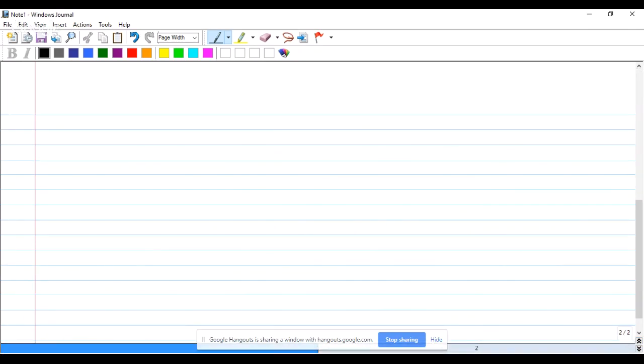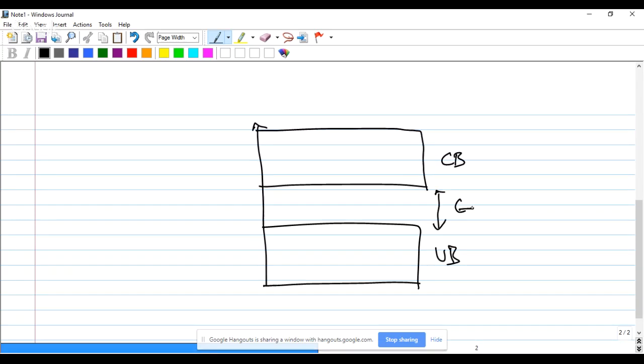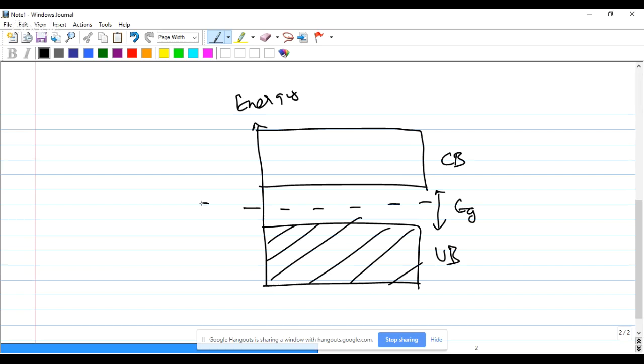If you look at the band picture of a semiconductor, this is your energy axis. This would be your valence band. This is a semiconductor, which means there is a band gap. This is the valence band, this is the conduction band, and we say this is the band gap. This picture is true whether it's direct or indirect, because there is no k axis. We're only looking at the energy axis in the y direction. The valence band is always full and the conduction band is empty, at 0 Kelvin. The Fermi level we usually put somewhere in the middle.